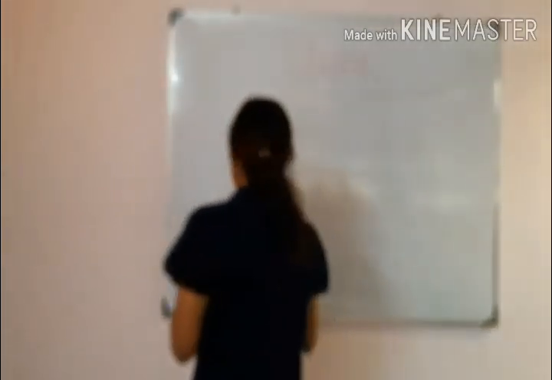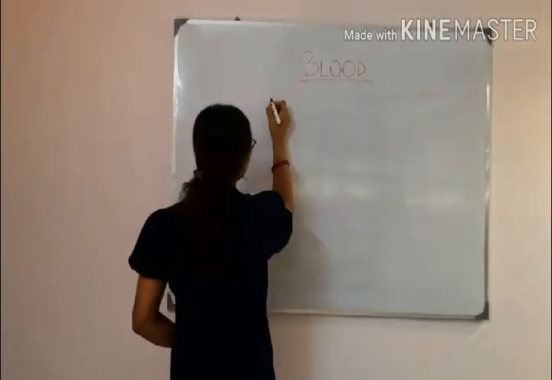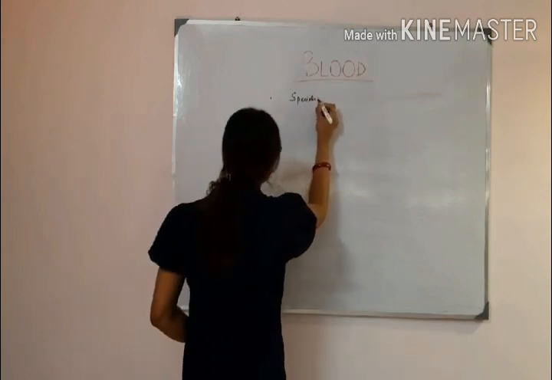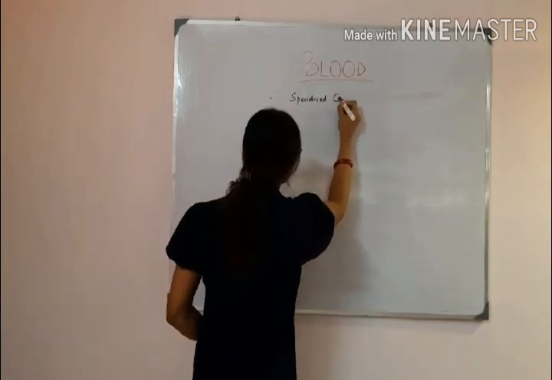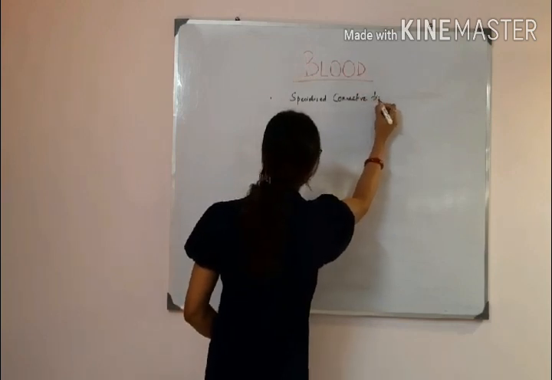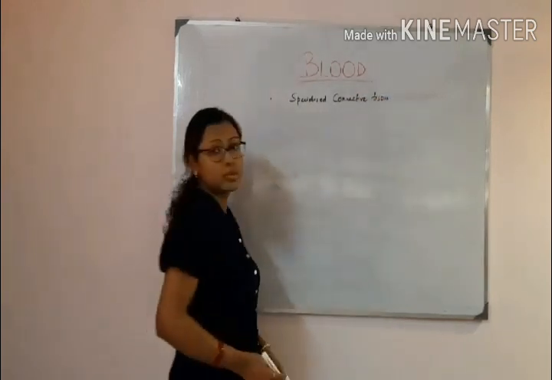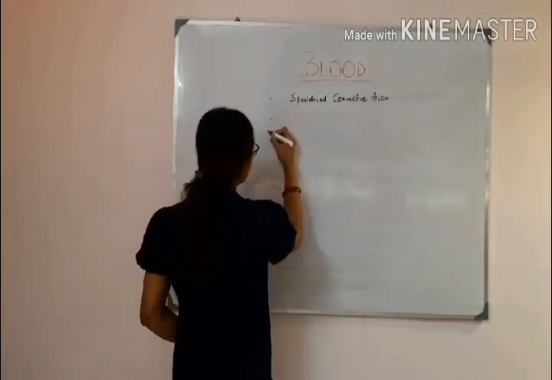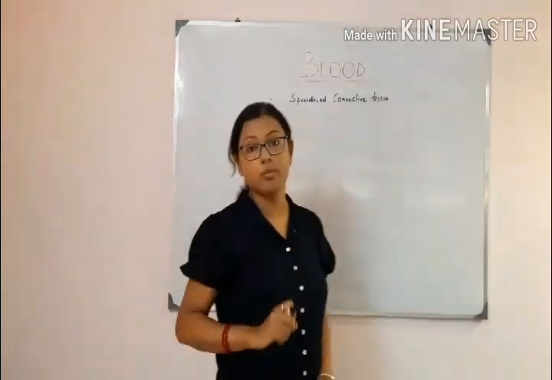Let's see now what is blood. Blood is a specialized connective tissue. So what is blood? It is a connective tissue. Next we will see from where this blood is formed.